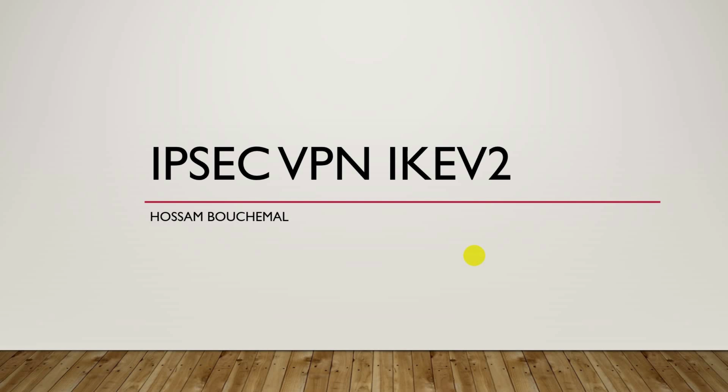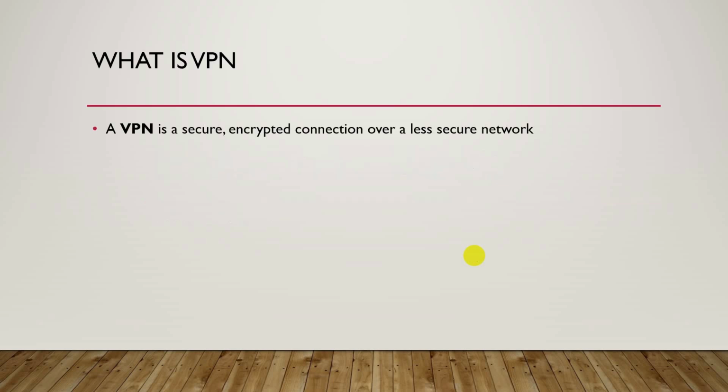In this video we're going to explain IPsec VPN IKE version 2, but before we explain that we need to understand first what a VPN is. VPN stands for virtual private network. It is a secure, encrypted connection over a less secure network, and it is commonly used by organizations and individuals to protect data.